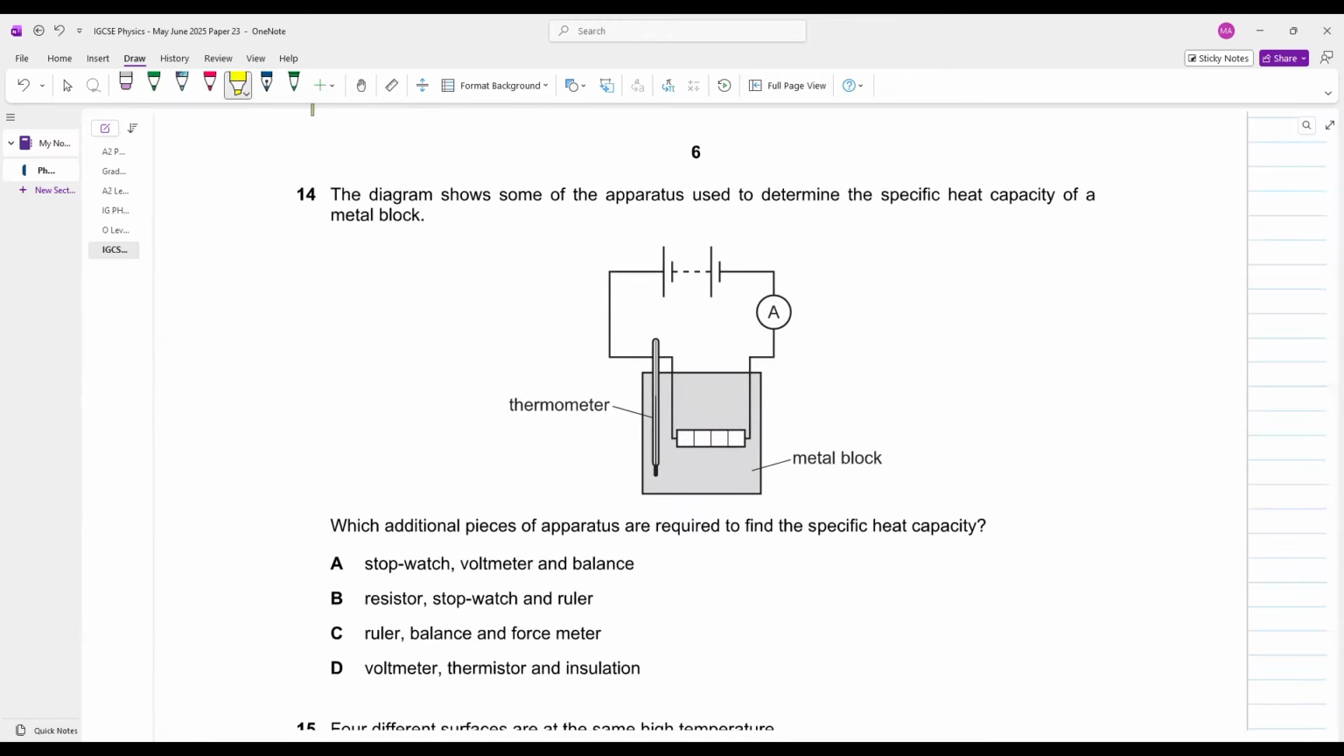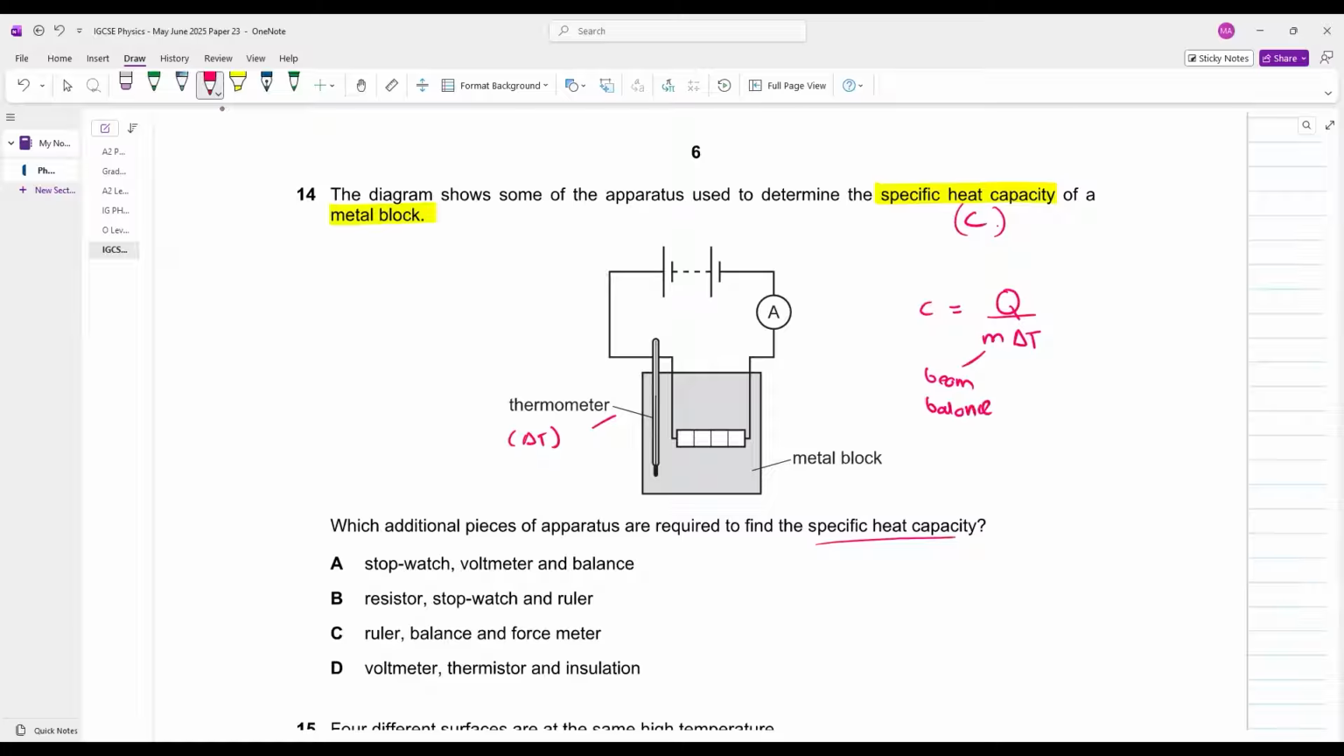Let's see this. The diagram shows some of the apparatus used to determine the specific heat capacity of a metal block. अच्छा जी आप specific heat capacity determine कर रहे हो, small c determine कर रहे हो of a metal block. Which additional piece of apparatus are required to find the specific heat capacity? बेटा specific heat capacity किस तरह find करते थे? Energy Q divided by M delta temperature. Do you have the thermometer? This will measure the delta T. मास किससे मेजर करेंगे? बीम बैलेंस से. So you need a beam balance. You need a beam balance for mass.